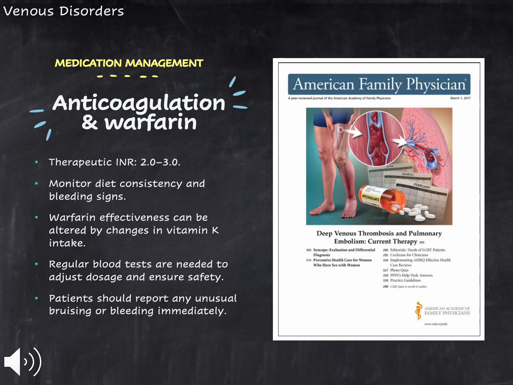The most important concept to remember with warfarin therapy is the INR, the International Normalized Ratio. For most patients treated for DVT or pulmonary embolism, the therapeutic INR range is between 2.0 and 3.0. That means the blood is thin enough to prevent clots, but not so thin that bleeding becomes dangerous. If the INR is below 2.0, the blood is too thick, and the patient is still at risk for clotting. If it's above 3.0, the blood is too thin, and the patient is at risk for bleeding.